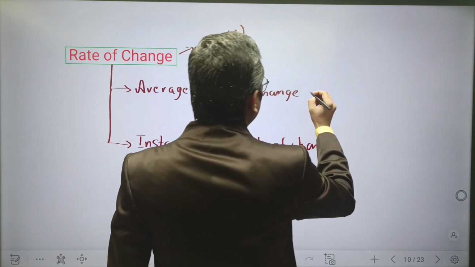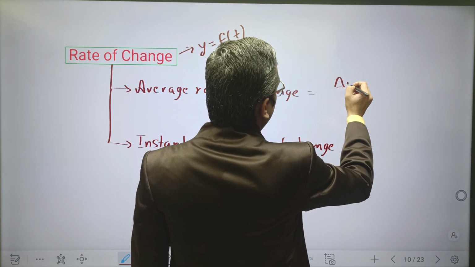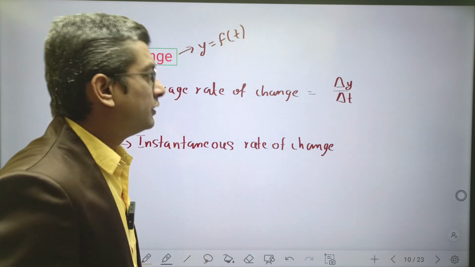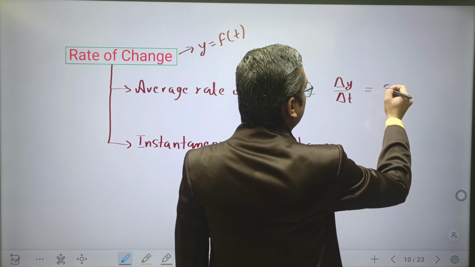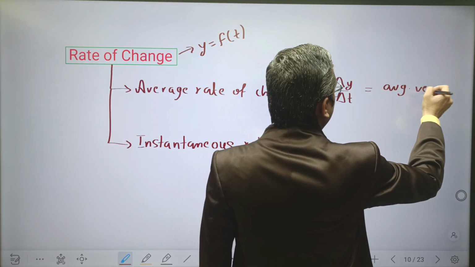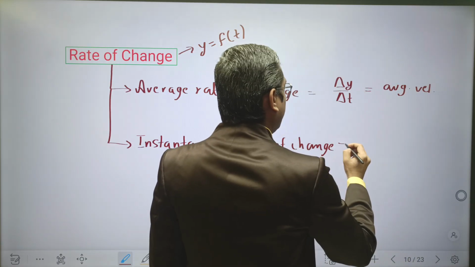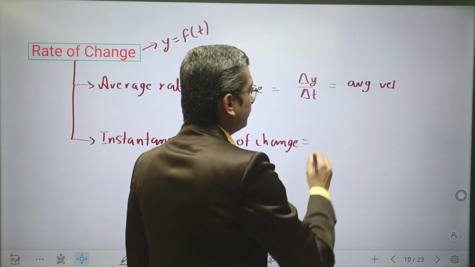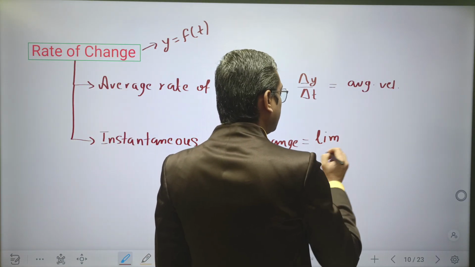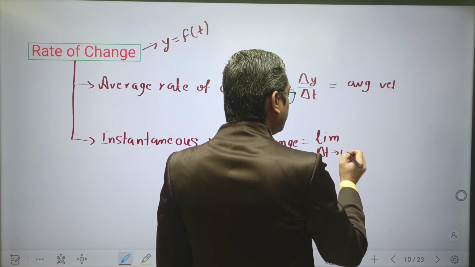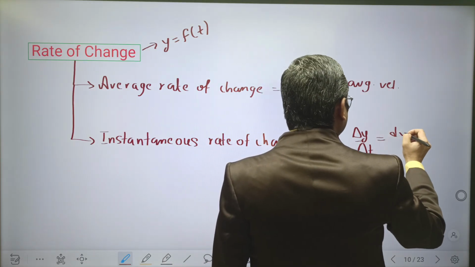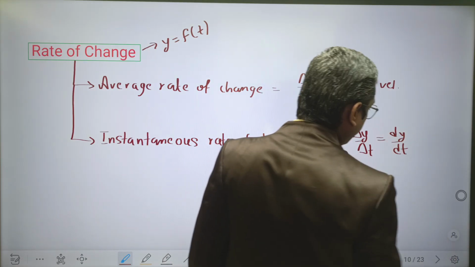So what is average rate of change? That is delta y by delta t. So this is average rate of change in position. It is equal to the average velocity of the object. And if we talk about instantaneous rate of change, then this will be limit delta t tends to 0, delta y by delta t, which is equal to dy by dt.